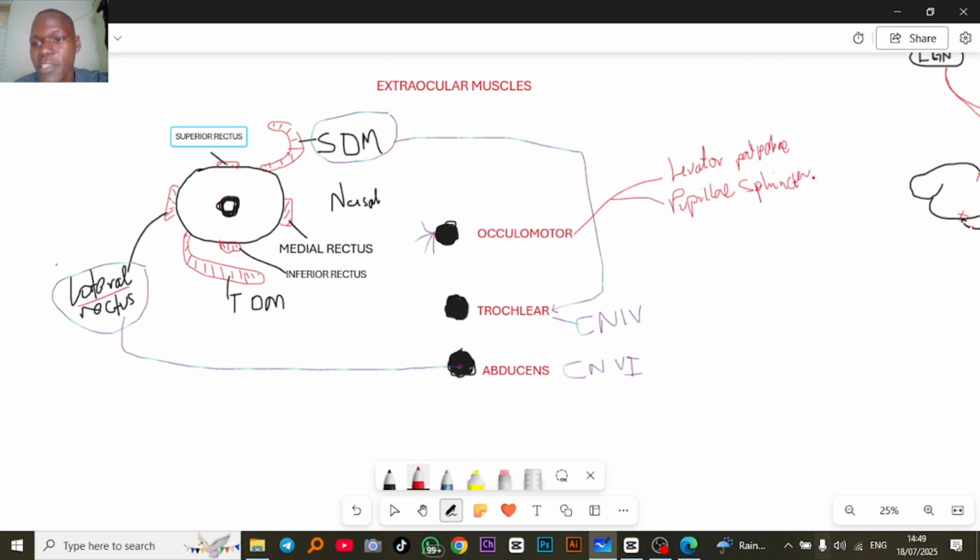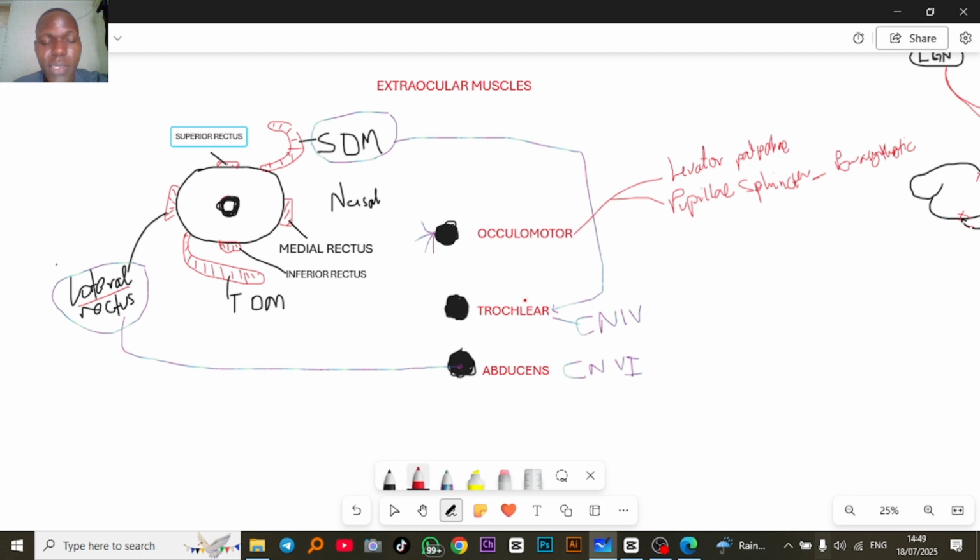And this is its parasympathetic division that supplies that, as we are going to see very soon. The parasympathetic division of the oculomotor supplies the sphincter pupillae. What is it responsible for? We are looking at the sphincter of the pupil, which means it's responsible for regulating the size of the pupil. So that's the nerve supply.